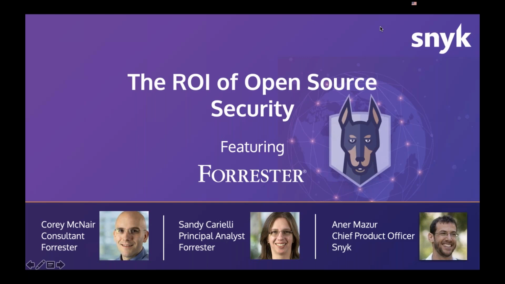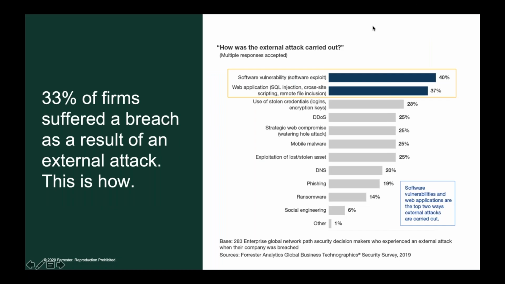All right, thank you, Anair. So we titled this webinar The ROI of Open Source Security, and you can think of open source security as a pretty key component of application security overall. Why is application security an important conversation for us to be having? Well, Forrester has been asking firms who suffered a breach from an external attack, how is it you were breached? How did the attacker find their way in? And it turns out that applications are still the most common form of entry for attackers.